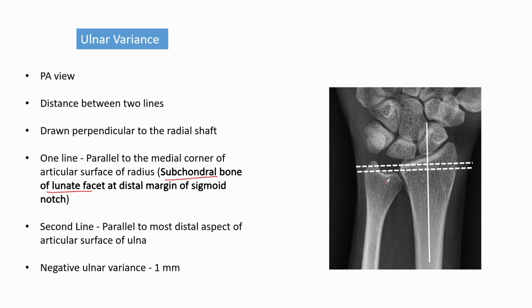Now if the ulnar line is more proximal, this is called a negative ulnar variance, and if the line at the radius is more proximal, this is called a positive ulnar variance. So this diagram shows a negative ulnar variance, and the normal ulnar variance is a negative ulnar variance of around 1 mm. The acceptability criteria is that the ulnar variance should not be more than 2 mm positive ulnar variance.